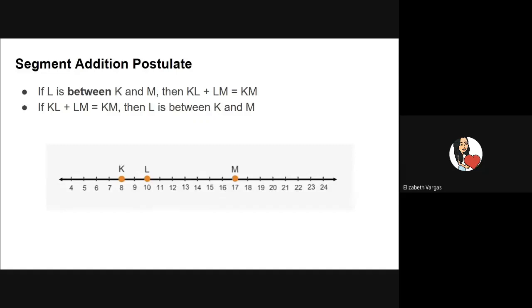Then we also have what is known as the segment addition postulate. It states that if we want to find the entire distance of a segment, we can add the parts of the segment together. Here's an example. If L is between K and M, then KL plus LM gives us the entire distance KM. So I could add those parts together to find the entire distance. That's basically what the segment addition postulate looks like.